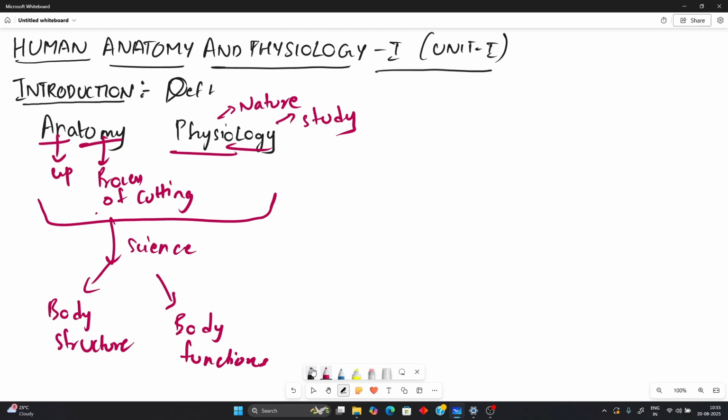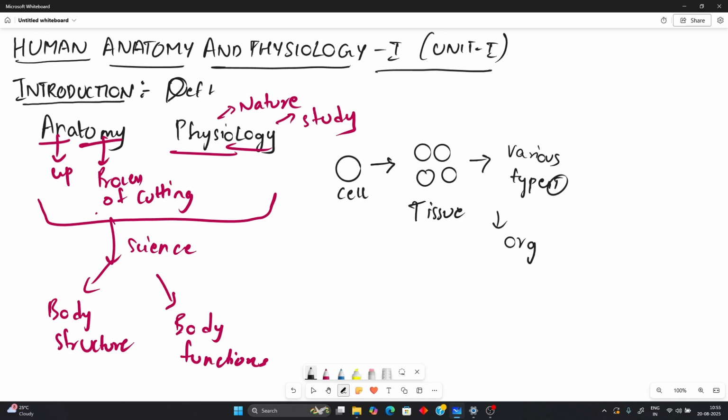Any organism starts with a cell, because the cell is one of the smallest functional units of the organism. So a cell is a single unit. If there is a group of cells, it is called a tissue. If various types of tissues are included, then it is called an organ. Various organs together form a system, which contains a number of organs and also various tissues. So different body organs have different structures and different functions.